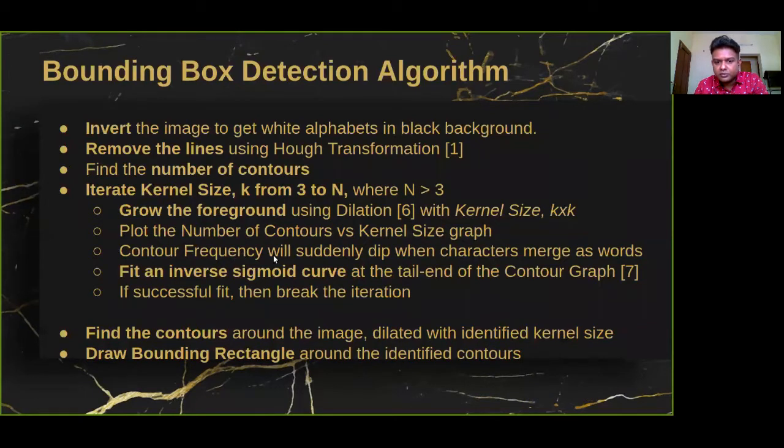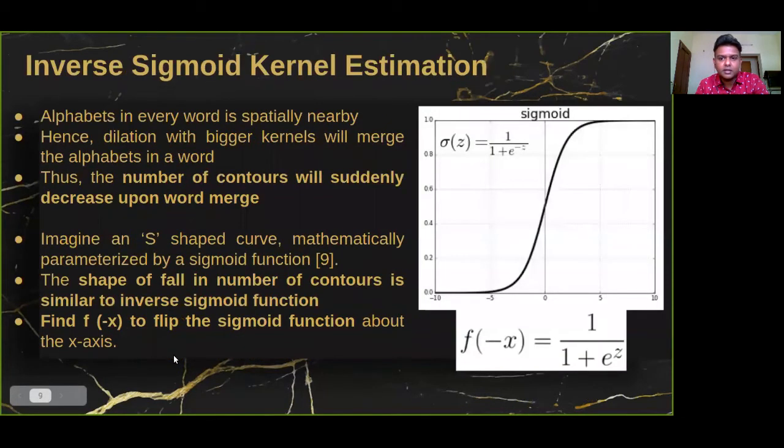Note that the contour frequency, the number of contours, will take a sudden dip when the characters get merged into words. Then we fit an inverse sigmoid curve at the tail end of the contour graph to identify whether or where the contour frequency is falling. Then we find the contours after a dilation with the identified kernel size. Then we draw the bounding rectangle, which corresponds to the bounding rectangle around the word. So this is why we are doing the inverse sigmoid estimation to find the kernel size.